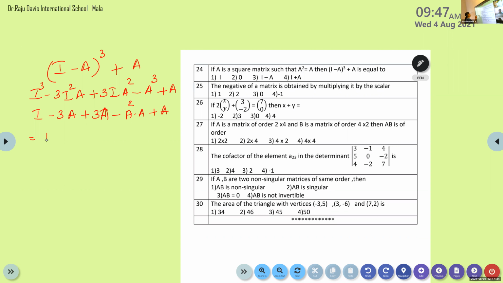So, we get I minus 3A plus 3A, which will get cancelled. A square will become again A into A, plus A. So, we will get I minus A square plus A. But again, what is A square? A square is A. So, it gets cancelled. So, answer is I.